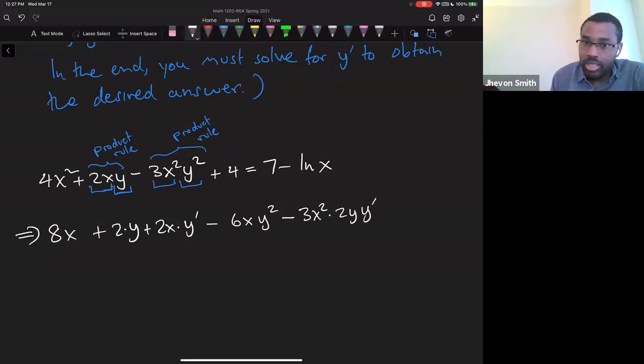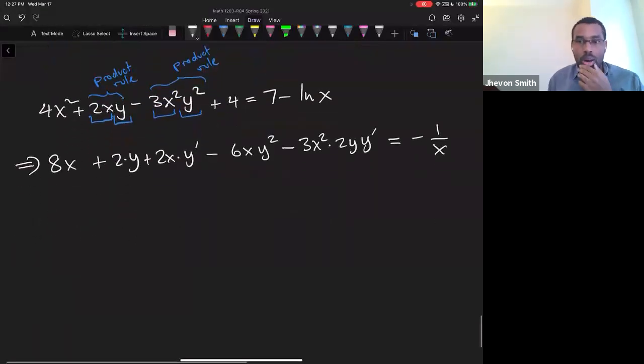Derivative of 4 is still 0 because it's a constant, so I move on to the next side. Derivative of 7 is 0 because it's a constant. Derivative of the ln x is 1 over x. So I have now gone through and I differentiated each term.